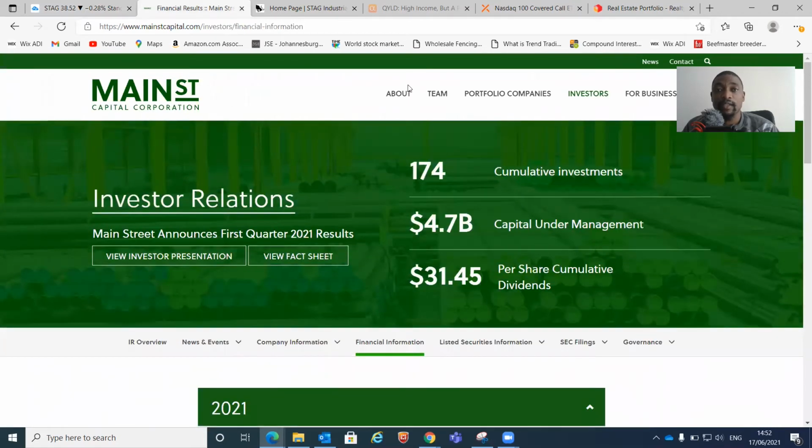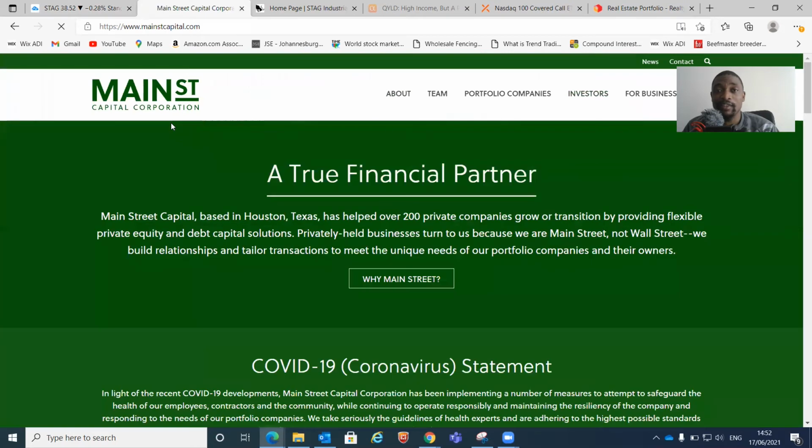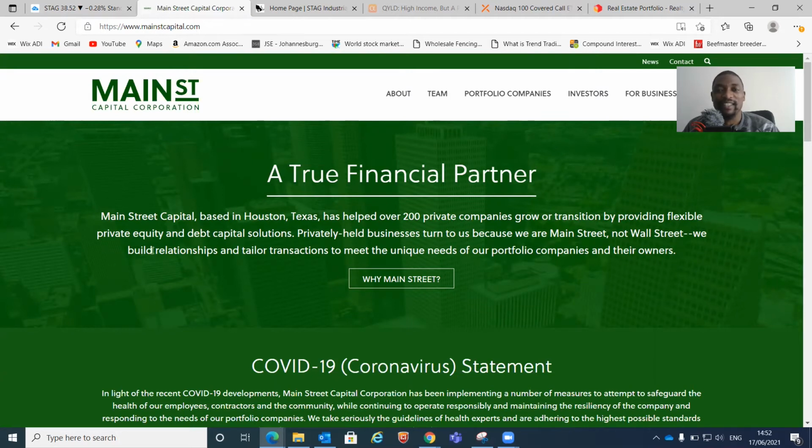So this one differs from the other first two stocks. This is not a real estate investment trust. It's sort of not necessarily private equity, but yeah, they provide private equity and debt capital to other companies. So this is more like a bank or a financial institution that provides capital to other companies.